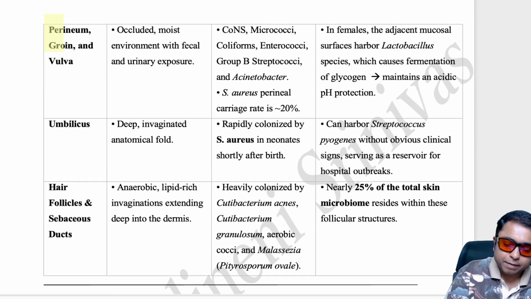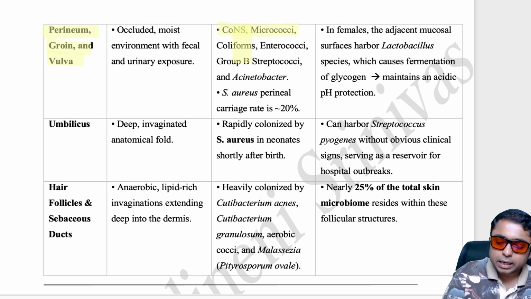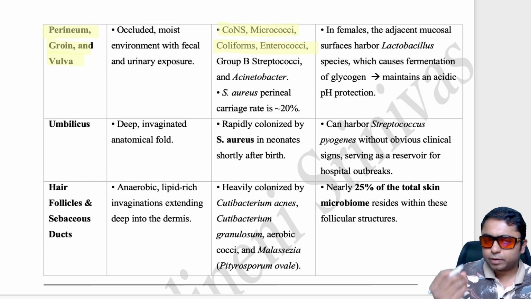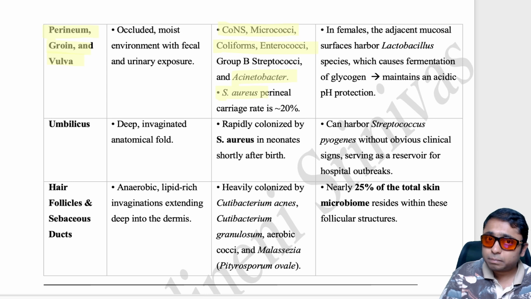Perineum, groin and the vulva are all occluded, moist areas. The organisms here are micrococci, CONS, coliforms, and enterococci from the gut. These can be present near the mucocutaneous transition area. Acinetobacter and Staphylococcus aureus in the perineum: individuals can carry these organisms up to 20% of the time.